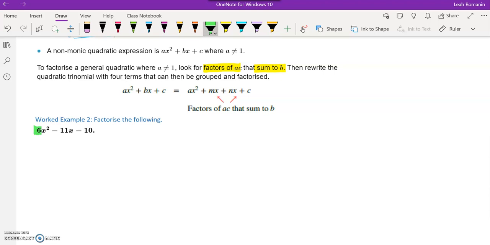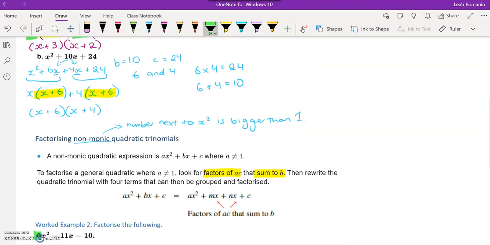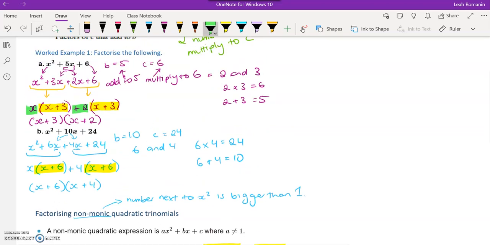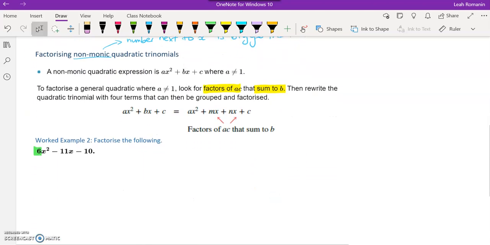the 6 is my a, so that's what we're looking at when we have a non-monic. Last time when we were looking at these examples, we just had x squared by itself. With non-monic examples, this number out the front is bigger than 1. So we have 6 and negative 10. So my AC is 6 times negative 10, which is equal to negative 60. And my b term is negative 11.